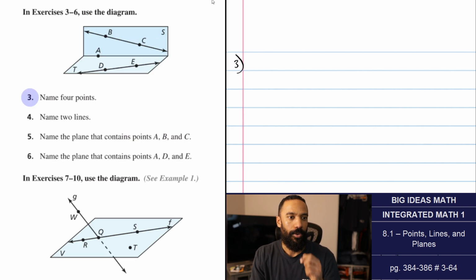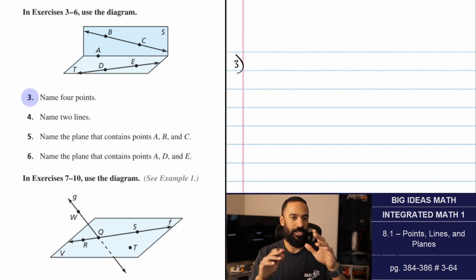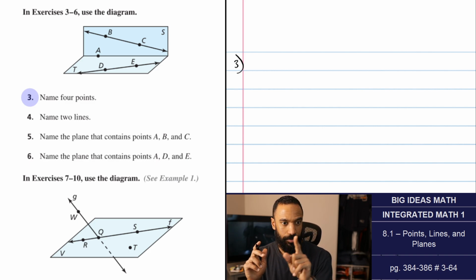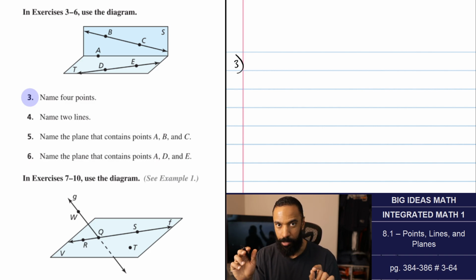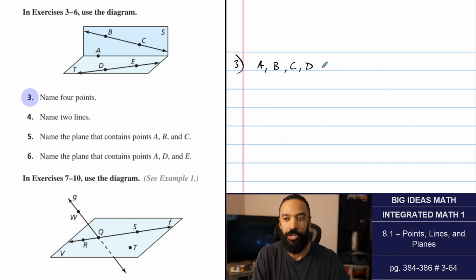Here we go. Boom. Okay, in exercises 3 to 6, we're going to use this diagram, and I'll probably keep it here and point to them. They want us to name 4 points. Anything that's not the letter S or T, that are the names of the planes, can represent the points on here. So I can name the letters A, B, C, and D, and those are fine. I'm leaving out E, but I can use it. And there's number 3. Perfect.